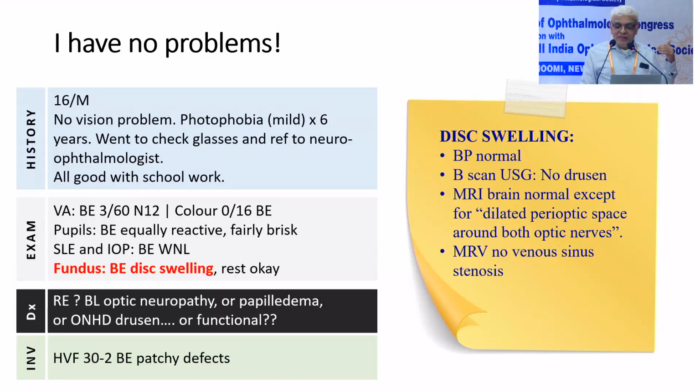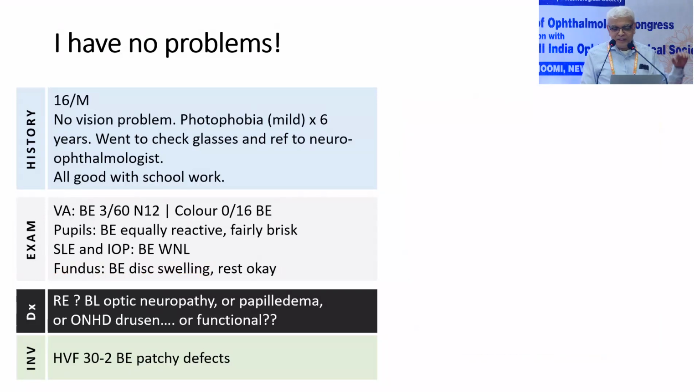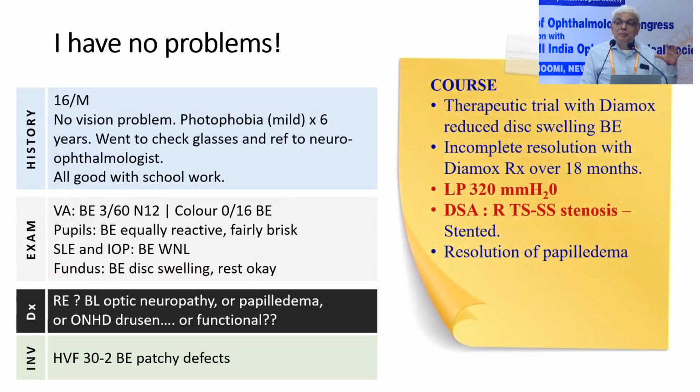So then we did the ultrasound, is there a drusen hidden somewhere? Everything is fine. I said, let's start him with Diamox. And with Diamox, he improved symptomatically. The disc edema went down. So now that tells me that yes, this was an IIH as well that way.